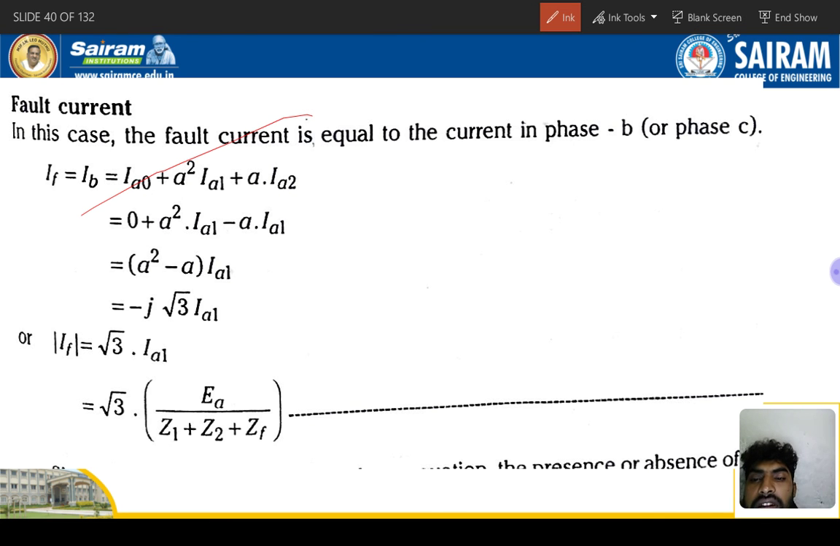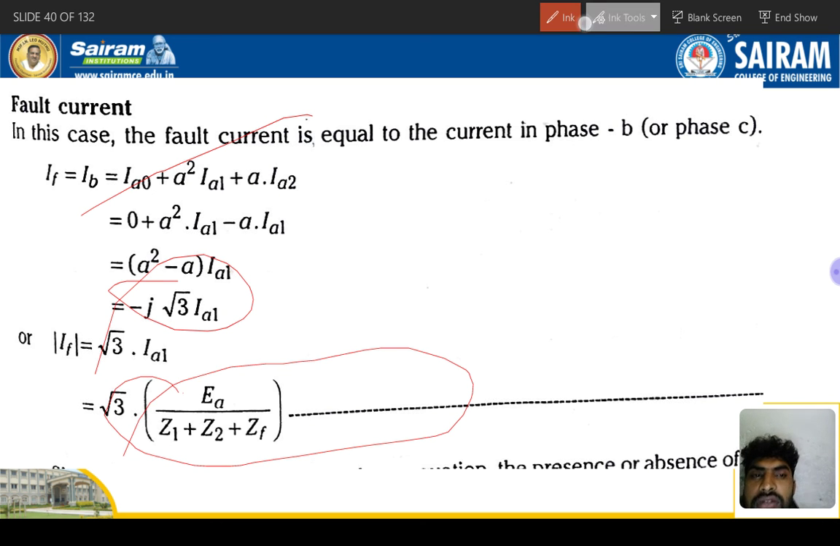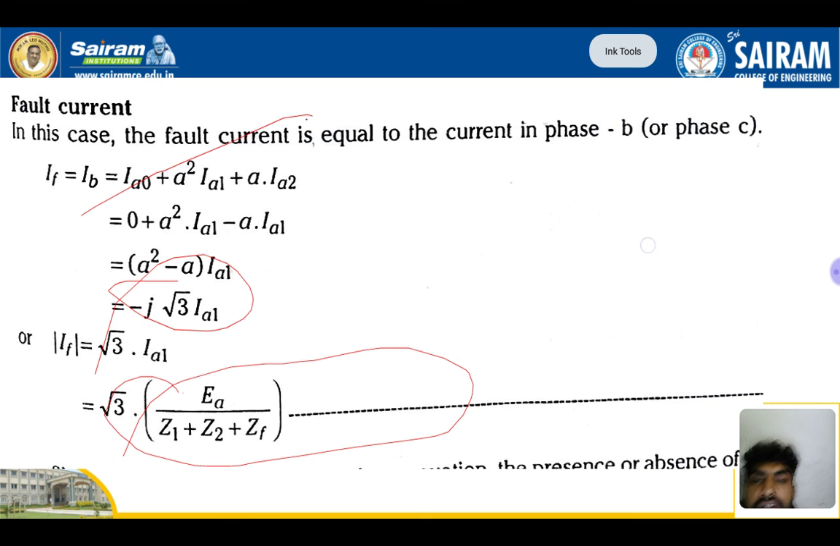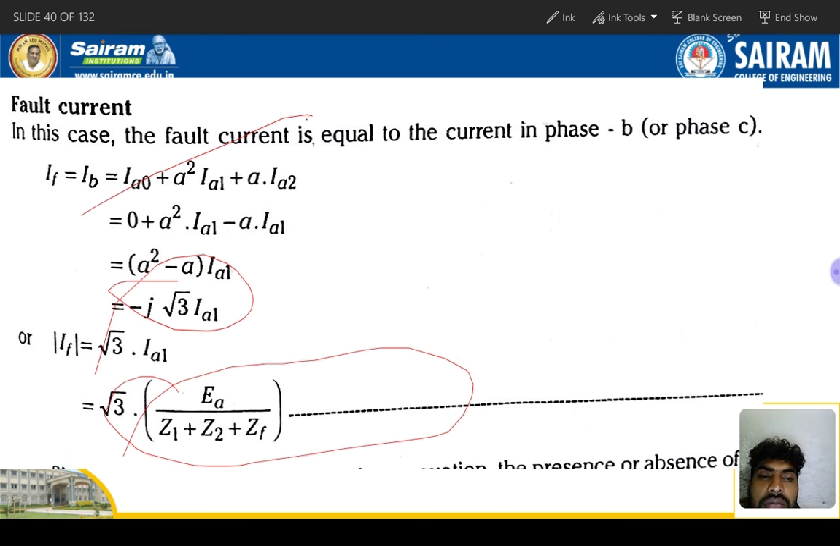IF is equal to IB, I0 plus a square IA1 plus IA2. So finally we'll get minus j root 3 IA1. Finally this is the equation, but here there is no 3ZF, only ZF. Okay, this is the concept. Next, move on to the topic of double line to ground fault.